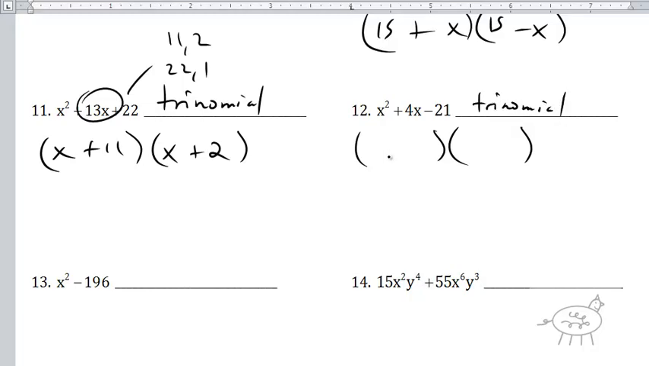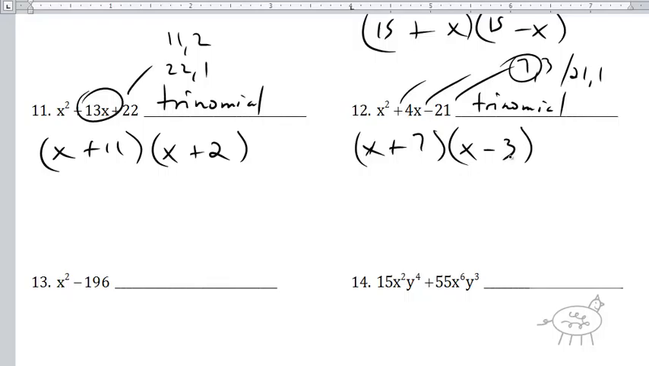Okay, same thing, it's a trinomial. Always look for greatest common factor first if you can. You get x and x. The signs are opposite, x plus and x minus. And 21 gives you 7 and 3, or 21 and 1. So think about it: 7 minus 3 is 4. So the 4 is positive, that means the 7 is positive. So 7 and 3, that's how you factor that. And again, you can FOIL it out to check it, to give you x squared plus 4x minus 21.